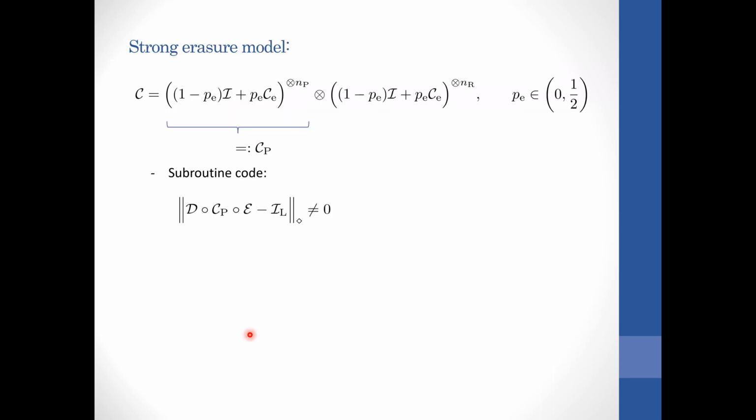Okay, so let's move on. Now let's consider the strong erasure model. So here, what we assume is that each of the physical qubits on the subroutine space can be erased with some probability PE of being erased. And similarly, for the reference frame qubits, we also assume that each qubit has a probability PE of being erased, and this probability is somewhere below 0.5. Okay.